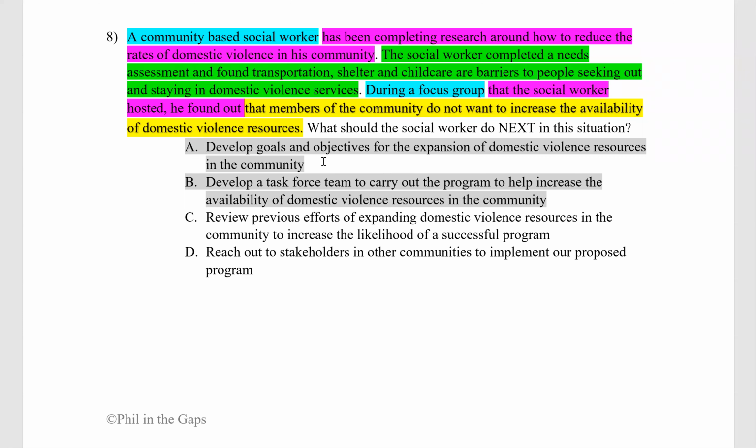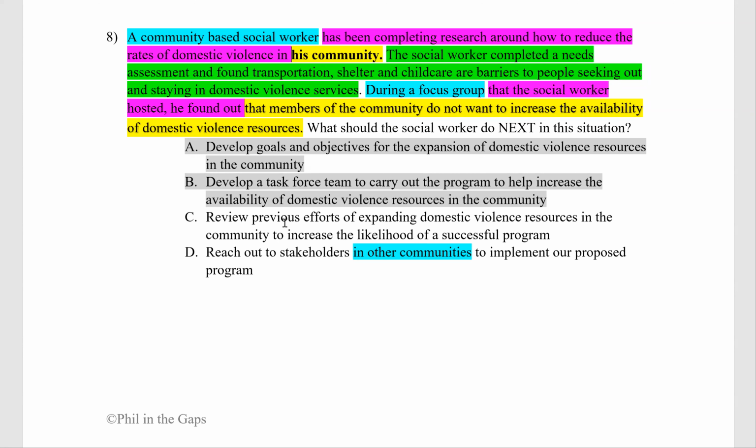So now we're in between C, review previous efforts of expanding domestic violence resources in the community to ensure the likelihood of a successful program, or D, reach out to stakeholders in other communities to implement our proposed program. So if you look back, he wants to focus on his community in particular. They said they don't want it. So are we going to go to other communities, or are we going to look at what happened prior to this to see what could make the community not want to have this go on?